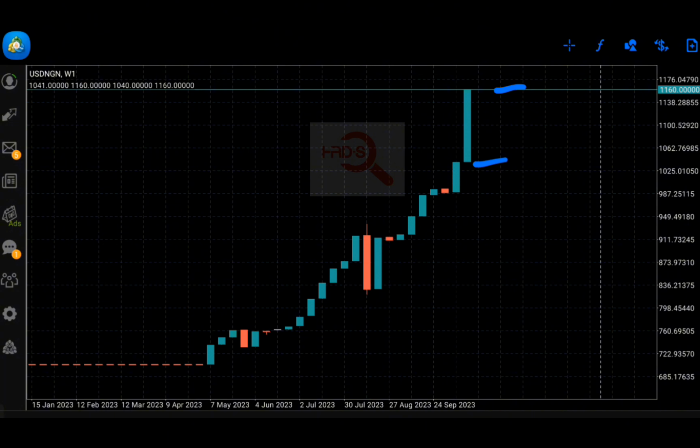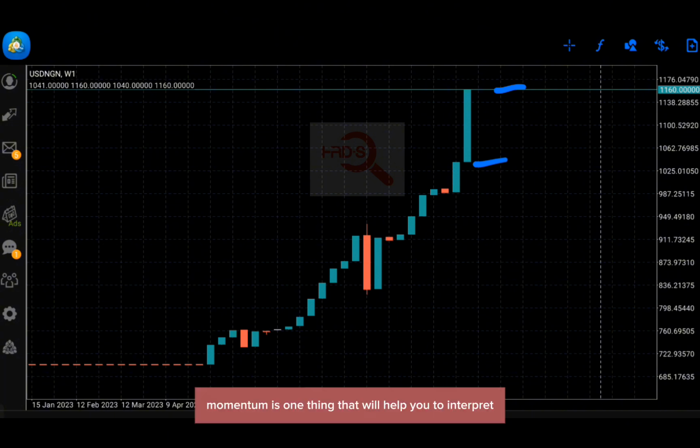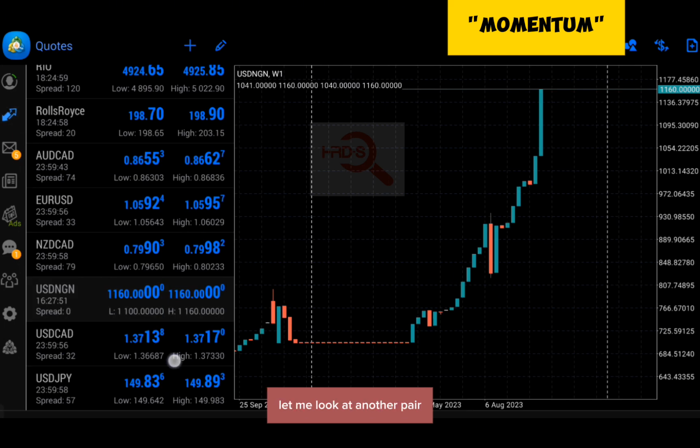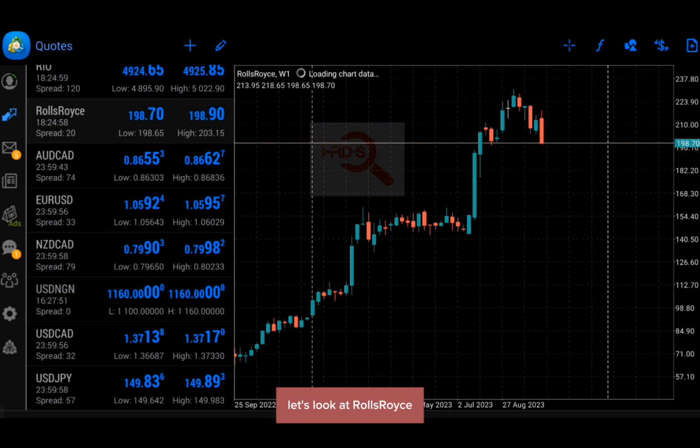So momentum is one thing that would help you to interpret the strength of the two fighters. Okay, you just look at this candle and you're like, oh, okay, the bulls are in charge. Let me look at another pair. Let's look at Rolls Royce.